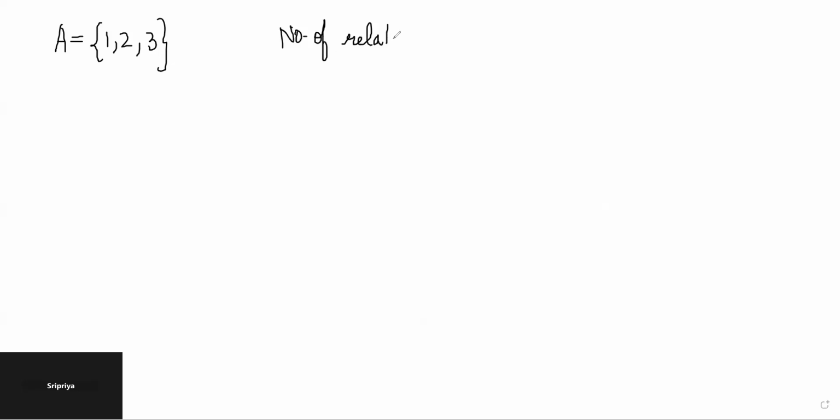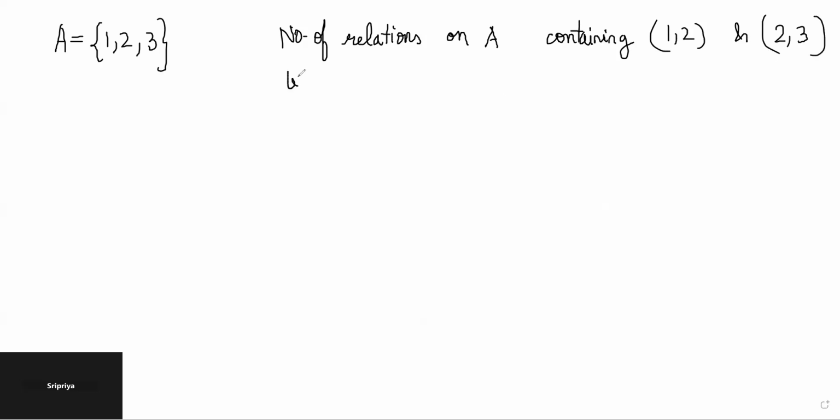Number of relations on A containing 1 comma 2 and 2 comma 3, which are reflexive and transitive but not symmetric.